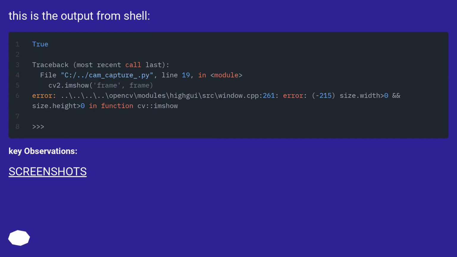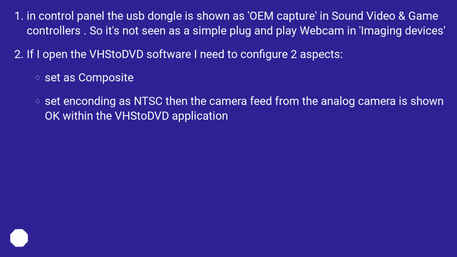This is the output from shell. Key observations. Screenshots. In control panel, the USB dongle is shown as OEM capture in sound, video and game controllers. So it's not seen as a simple plug-and-play webcam in imaging devices.